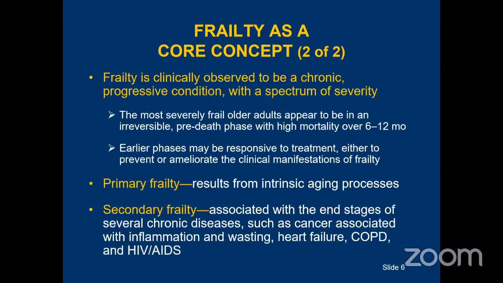Frailty is clinically observed to be a chronic progressive condition with a spectrum of severity. The most severe is an irreversible pre-death phase with a high mortality, and the earlier ones may be responsive to treatment, either to prevent or ameliorate the clinical manifestations of frailty. So we have two types of frailty: primary and secondary. Primary is mainly due to the intrinsic aging process. As for secondary, it's mainly secondary to disease and comorbidities, so it's mainly due to the end stage of several chronic diseases, cancer associated with inflammation and wasting, heart failure, COPD, and so on.